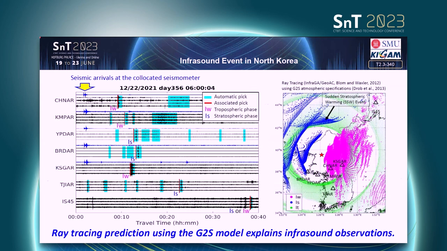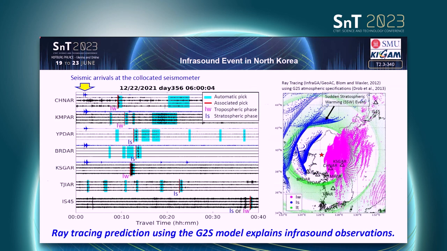We also use the seismic information to estimate the seismic origin time, and we did some phase identification of the infrasound signal, whether this is a stratospheric or tropospheric arrival. So this is some identified arrival. Further, we compare our observation with prediction.